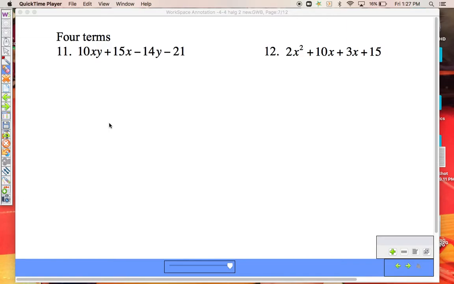Let's do the rest of factoring. We factored a greatest common factor. We factored 3 terms. Now we have to be able to factor 4 terms. The method we're going to use for factoring 4 terms is called grouping.